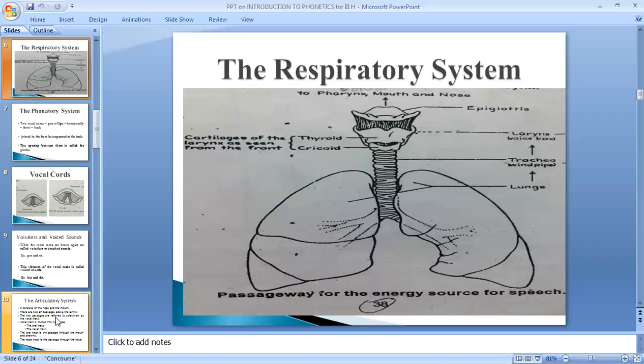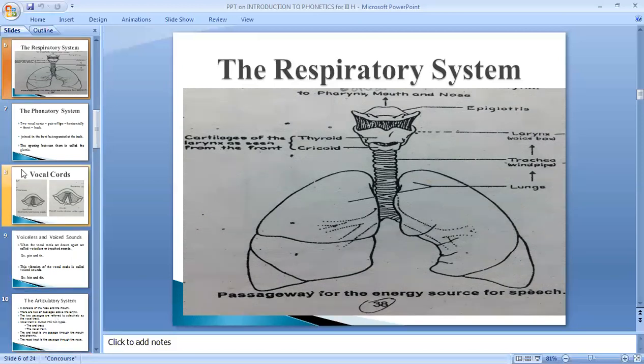See the picture. You can understand how the respiratory system operates with the lungs, muscles of the chest, and the windpipe. The windpipe is also called the trachea.